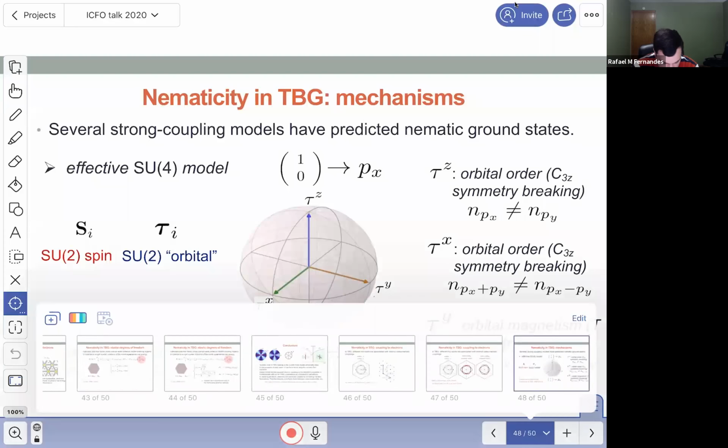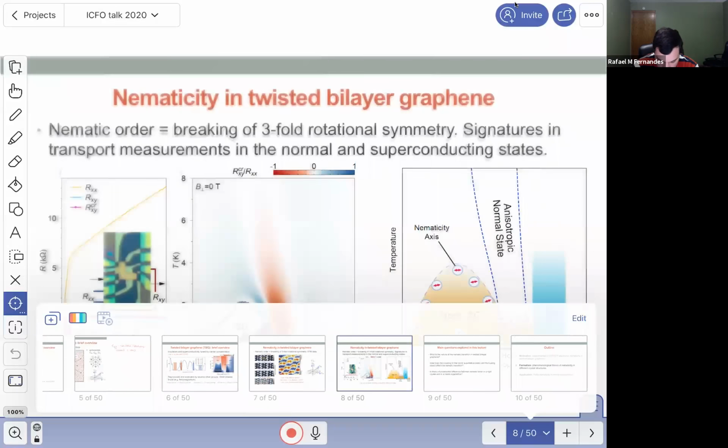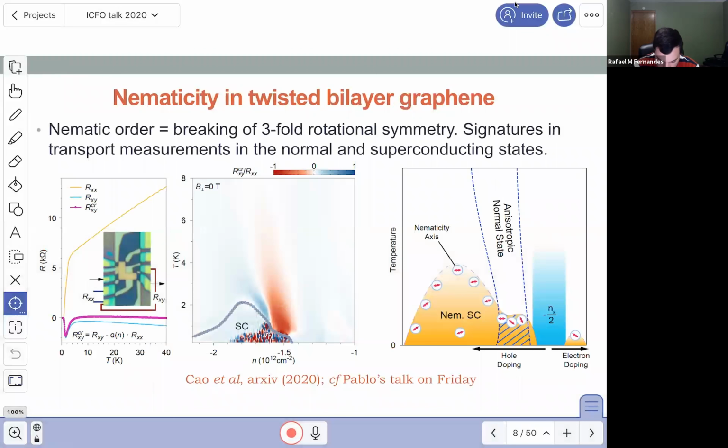Now, about the experiment, whether it's superconductivity or not. Let me show you here. This phase here certainly breaks threefold rotational symmetry, and it's not superconducting, okay? Now, is it a nematic phase in the sense that it breaks other symmetries such as translational symmetry and so on? We don't know. All we know is that it breaks threefold rotational symmetry. We don't know if other symmetries are broken. Now, there is also a nematic superconducting phase. It's a separate, different phase.